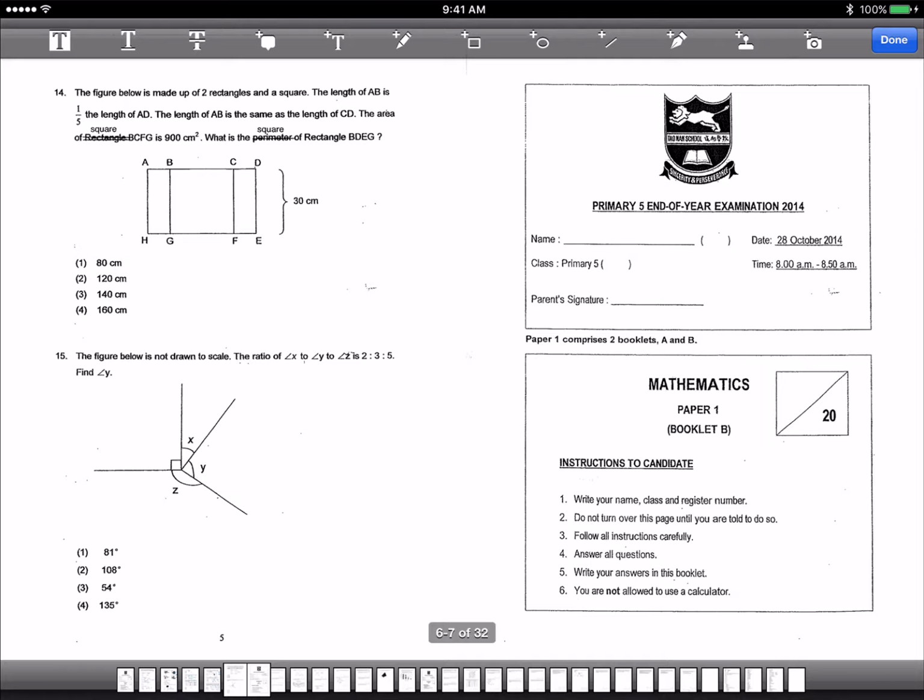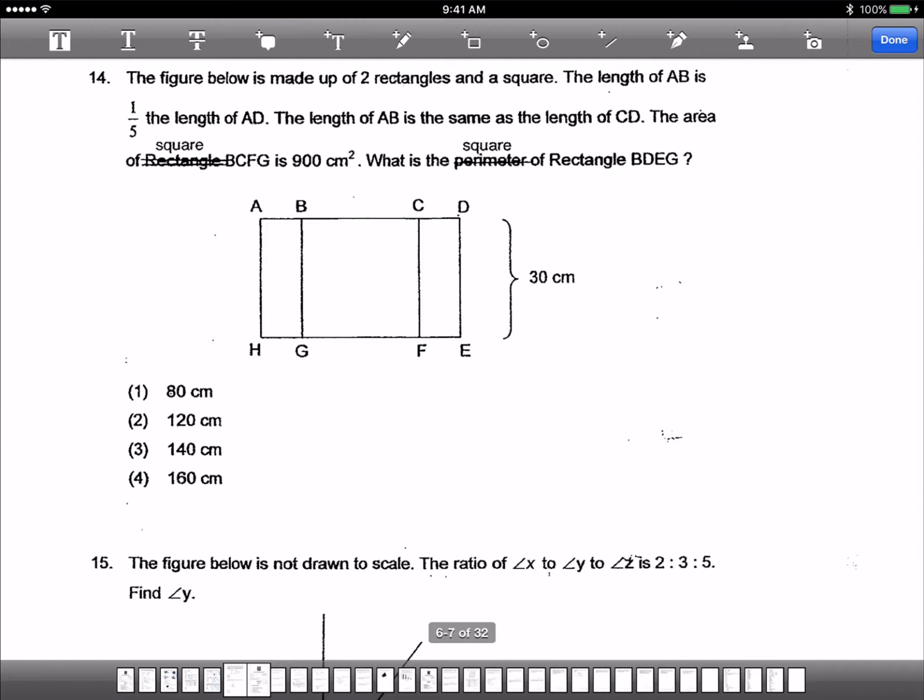Next. Figure below is made of two rectangles and a square. The length of AB, which is here, is 1/5 the length of AD. The length of AB is the same as the length of CD. These two are the same. So this is 1u, 1u, and this is 3.